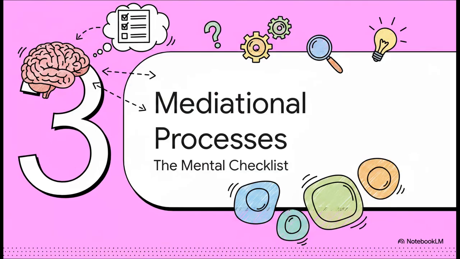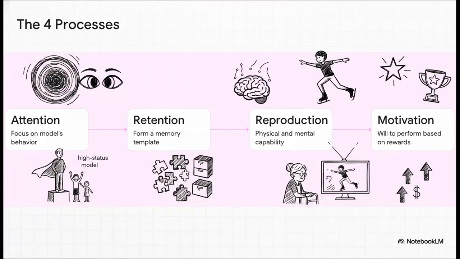Let's break that down in Section 3, 4 mediational processes, the mental checklist. So what exactly is going on during that internal pause? Well, before we ever imitate a behavior, these 4 exact gears have to turn in our heads. First up, attention. You have to actually focus on the model, and usually a high-status or highly relatable person grabs our attention the best. Second, retention. You have to remember it by forming a mental memory template.